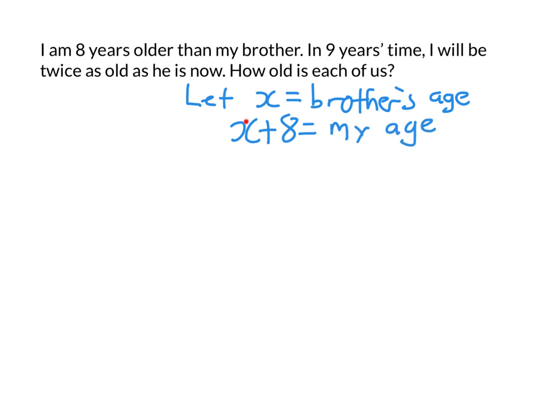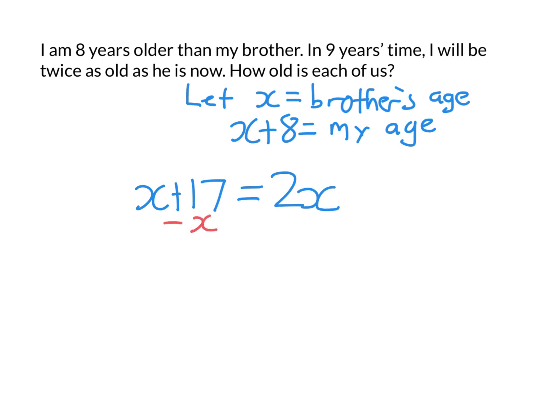So we have defined the variables. We have used the same pronumeral in each. Second step, form an equation. So in 9 years' time, if my age is x plus 8, in 9 years' time, it will be x plus 8 plus 9. So, of course, x plus 8 plus 9, I can simplify as x plus 17. That's going to be my age in 9 years' time. Now, it says I will be twice as old as he is now. My brother is x, so twice as old as he is now is 2x. I get x plus 17 equals 2x.